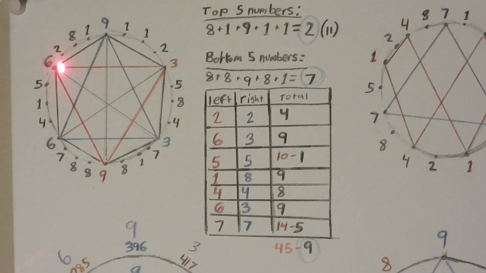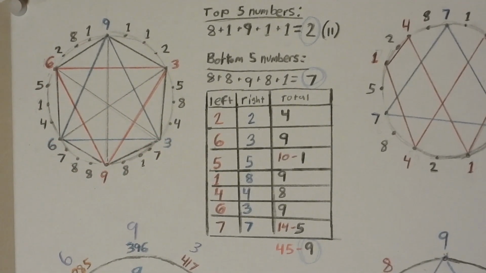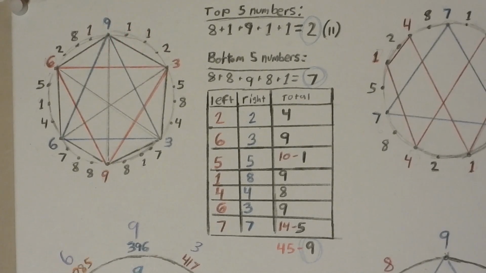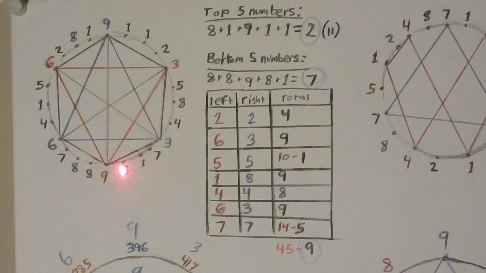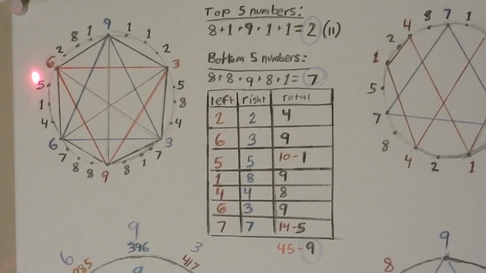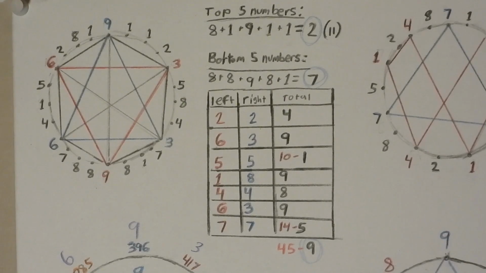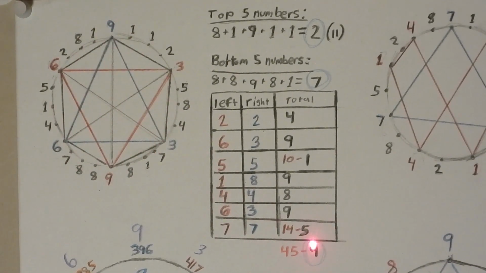When looking at the top 5 numbers and the bottom 5 numbers, we can see that they are reversed. On the top, we can see 8, 1, 9, 1, 1, and on the bottom, we see 8, 8, 9, 8, 1. It also seems that when adding together the corresponding numbers and using the method of reducing the total down to the root number, you will most likely end up with 3, 6, or 9.